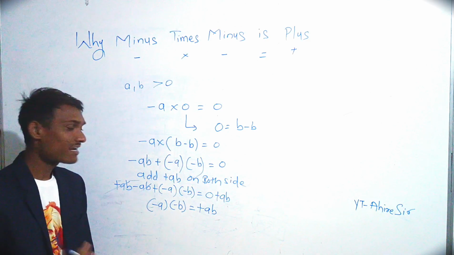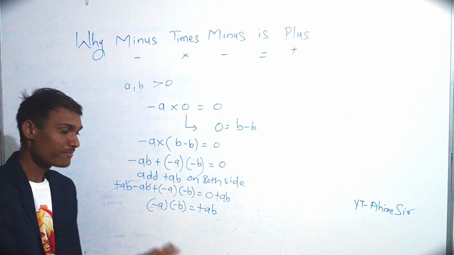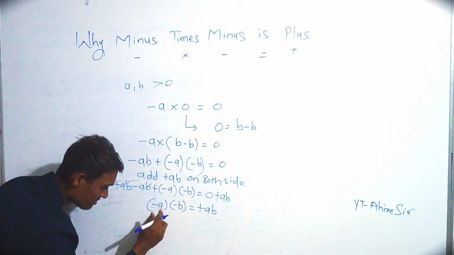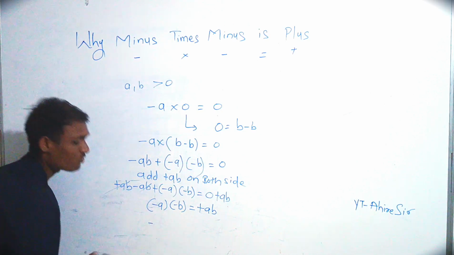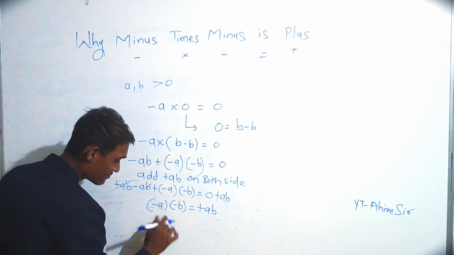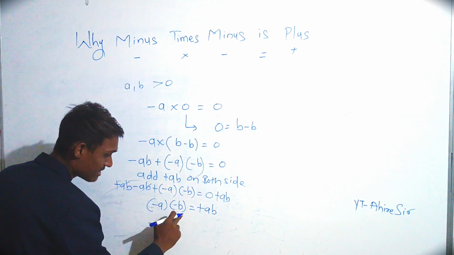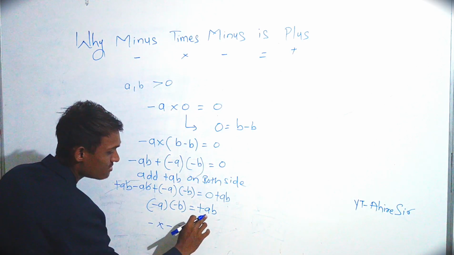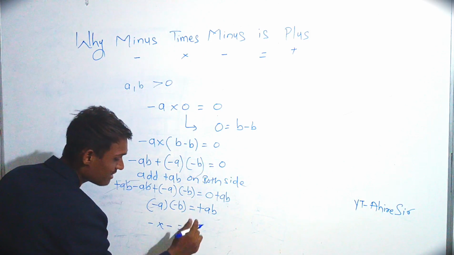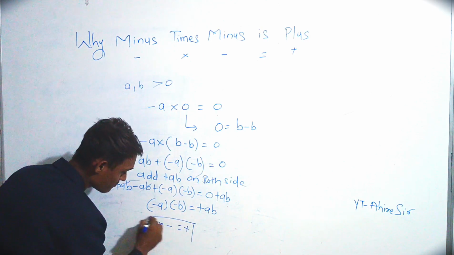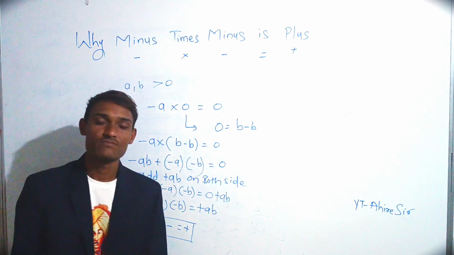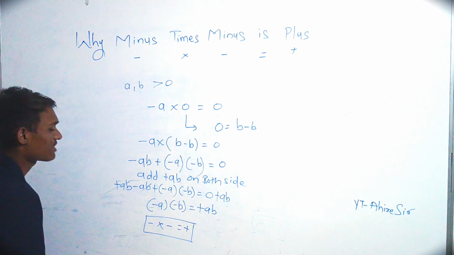For the numbers a and b, the first value has the minus notation, times the second value which also has the minus notation, which gives a positive number. Hence it is proved. This is the third one. This is the second one.